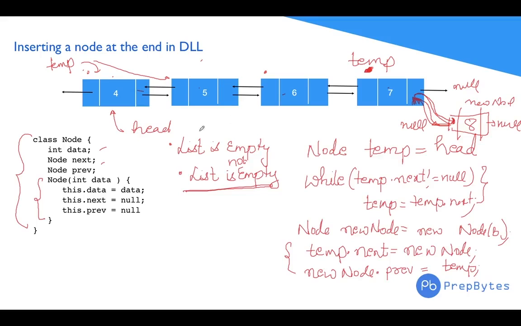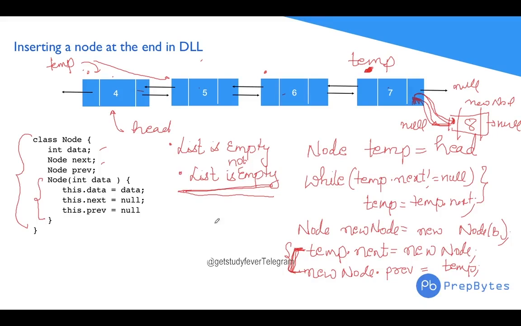Now again, here we have considered that the list is not empty. What if the list is empty? Even before doing these two operations, we first have to check whether the list is empty or not. Then we should do this operation. So first we have to check for the condition whether the list is empty or not and take care of that condition, and then we should do it for the list is not empty.